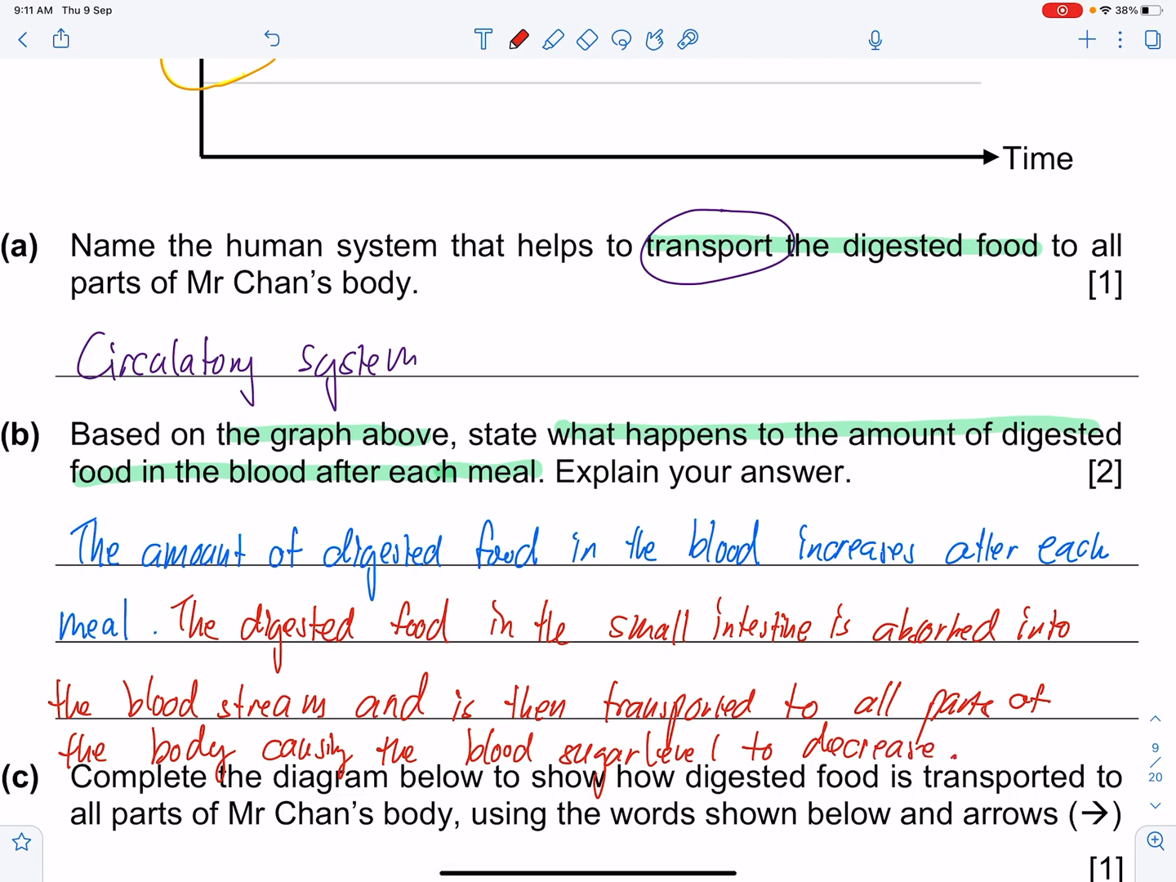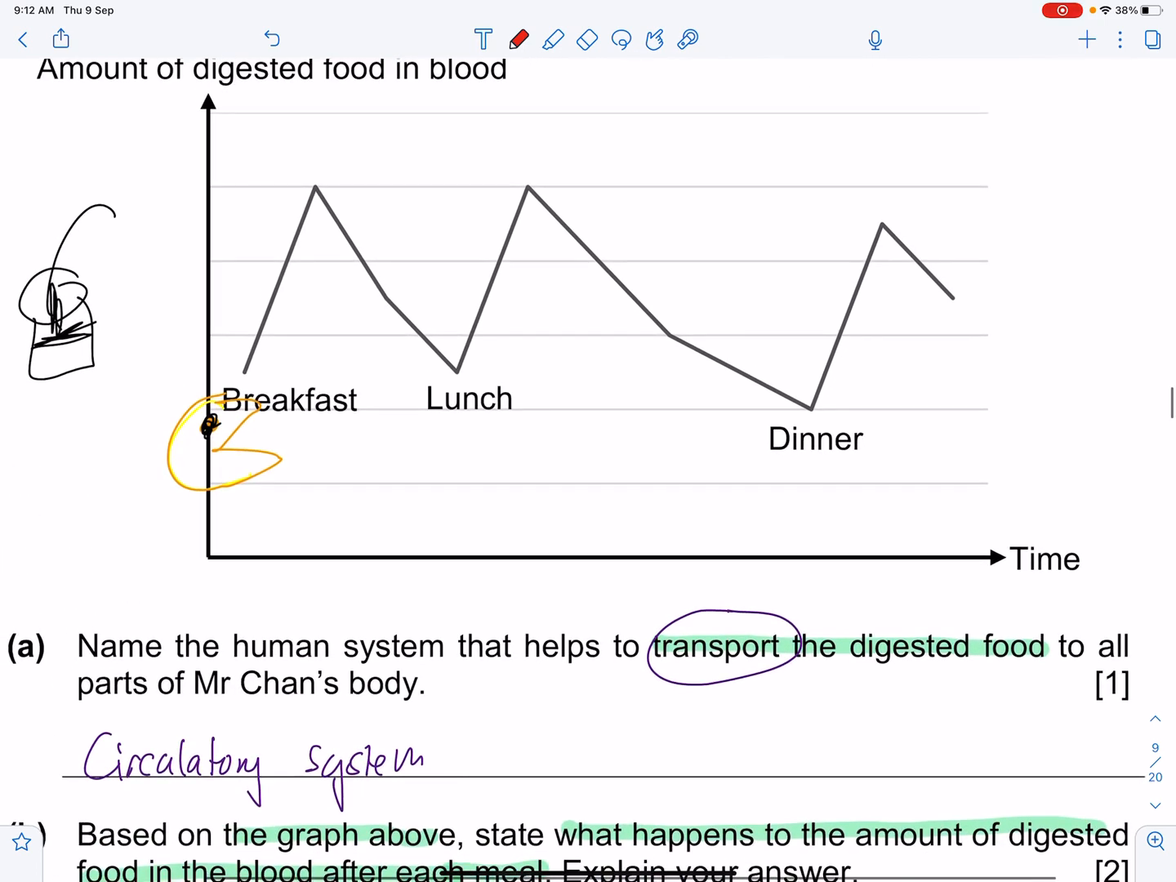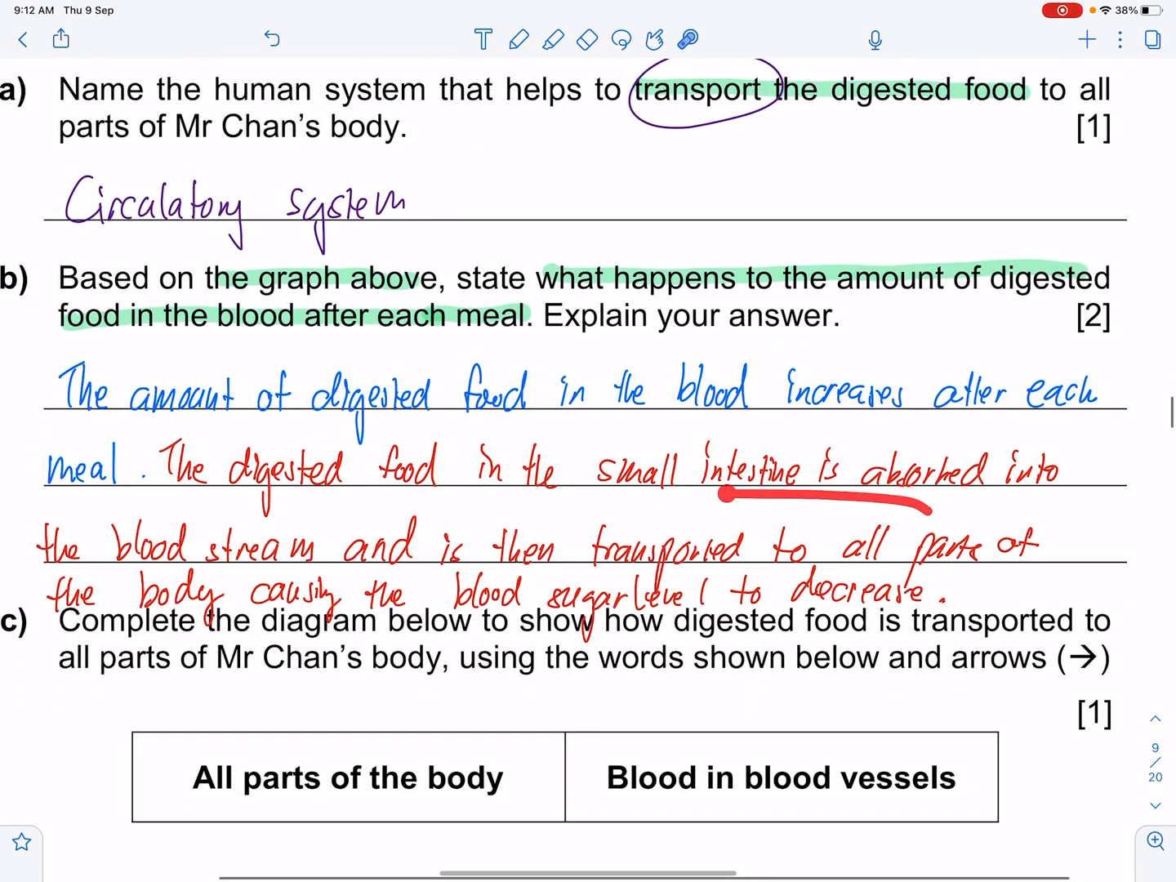The first part over here talks about why it is increasing. Your blood sugar level increases because food, after being digested, is going to be absorbed into your bloodstream. That causes a spike over here when it's doing the absorption. But then it went down again because it is then transported to all parts of your body. So it goes into your cells.